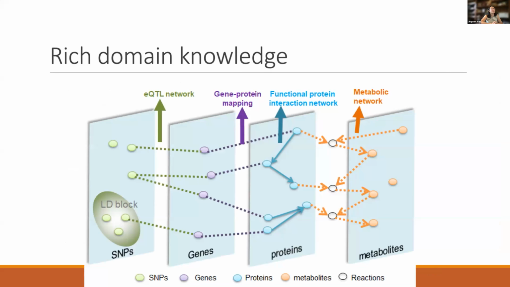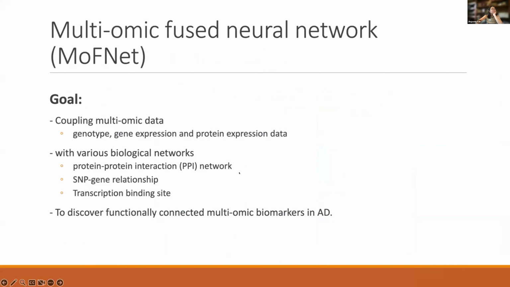That means we know which gene interacts with another gene, which SNP is associated with which gene, which protein interacts with which protein, as well as how a protein is involved in the synthesis of metabolites. So we know a lot of this prior knowledge, and in our work, our goal is to integrate those multi-omic data together with those biological networks to discover the functionally connected multi-omic markers in AD.